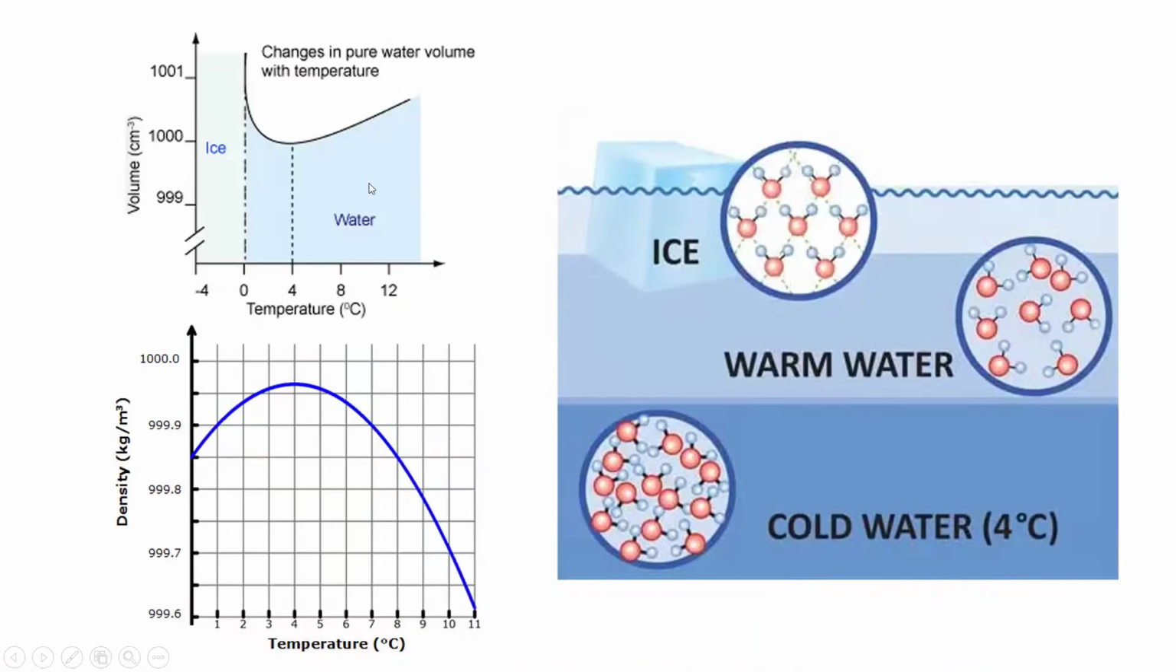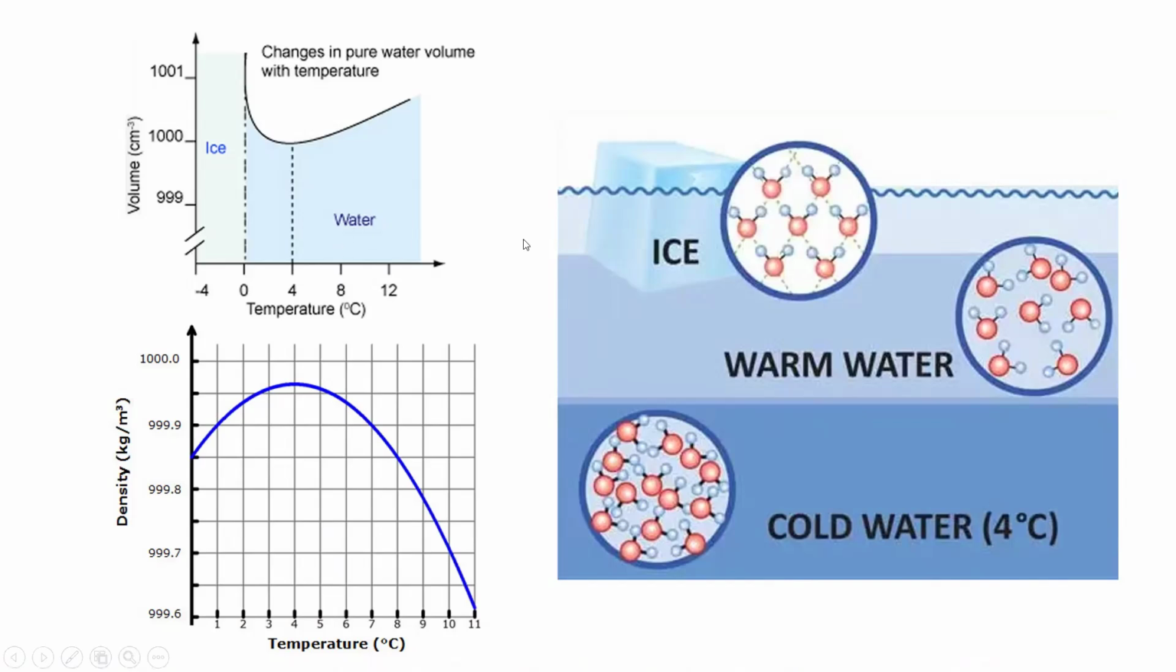So these two graphs show the different density of water at different temperatures. From here you can see 4 degrees Celsius has the highest density. And this one shows the volume. From here you can see at 4 degrees Celsius the volume is the lowest, the smallest volume. So again, going back to the density formula, the volume is smallest, the mass does not change, so the density is greatest.